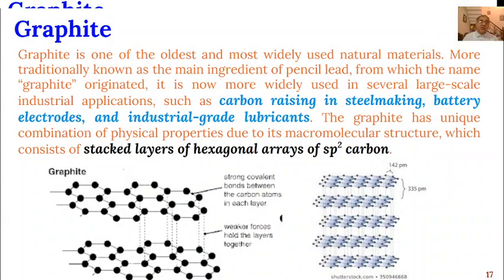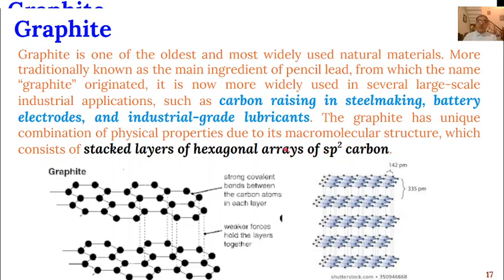So first is graphite. Graphite is one of the oldest and most widely used natural materials, and we know that the main ingredient of lead pencil is graphite, and industrial applications are carbon raising in steel making, battery electrodes and industrial grade lubricants. They all are made from graphite.